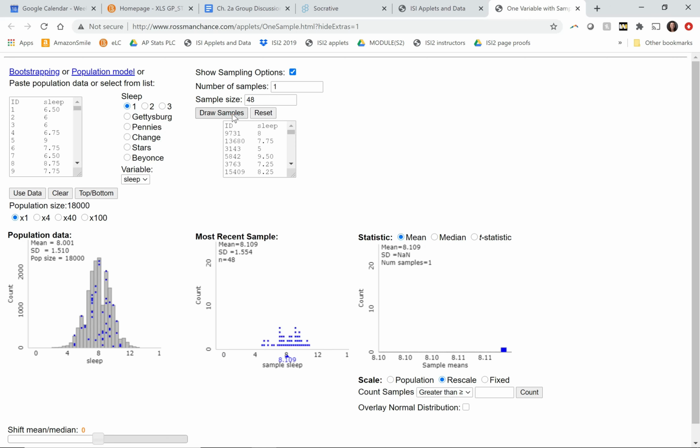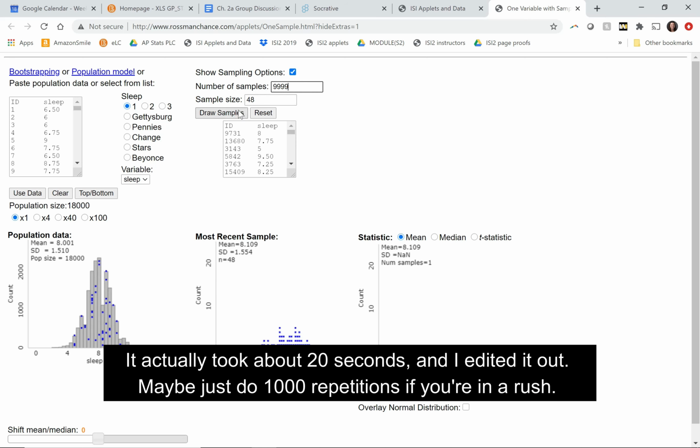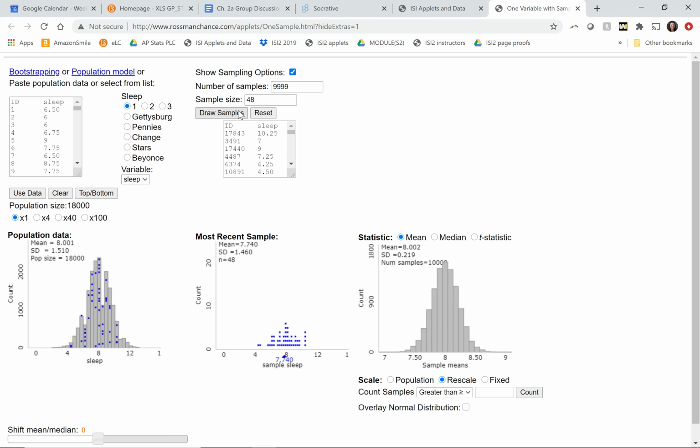And if I draw a sample, I can see that I've selected 48 people from that population. We've got the dots, and that 8.1 is the average for that sample, and 8.1 is then being plotted in the graph on the right, that third graph. So I'm going to do a lot more of these, and it takes a little while on my computer. And now on the right-hand side in this third graph, I have a distribution of sample means.